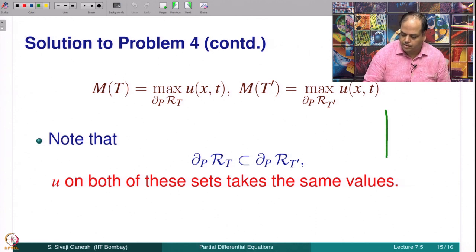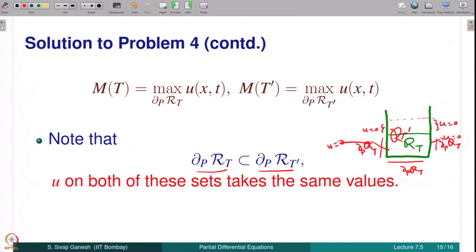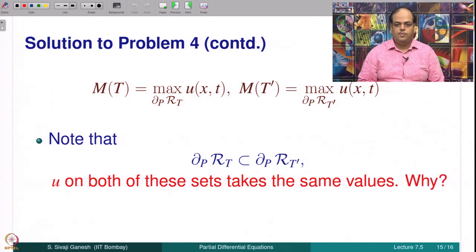Let us have a look at this picture. This is R_t. This is R_t dash. So, this part is the parabolic boundary of R_t. What is the parabolic boundary of R_t dash? It is bigger than this. What is the new portion? It is only this much. And what happens to u there? U is 0, that is the boundary condition. Therefore, u is already 0 here. So, u does not take any new value, so the maximum does not increase. Therefore, the maximum is the same. So, m of t equal to m of t dash. A similar statement can be made for the minimum also. Thank you.